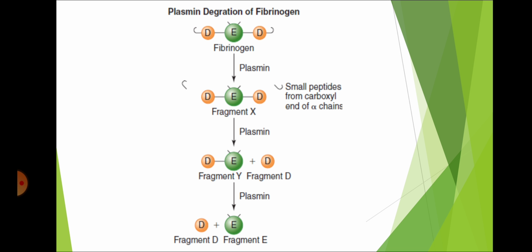The degradation of fibrinogen by plasmin occurs in well-defined sequential steps. First, small peptides are cleaved from the carboxyl ends of the alpha chain, producing fragment X. The E domain retains the A and B peptides. Fragment X is still capable of reacting with thrombin to form fibrin. Next, one of the D domains is cleaved from fragment X, producing fragment Y, that is DE, and fragment D. Further cleavage of fragment Y produces D and E fragments.